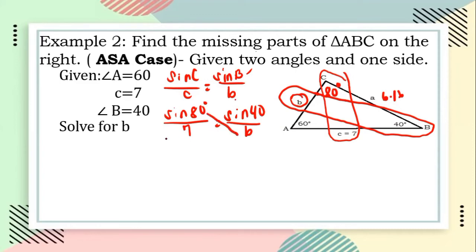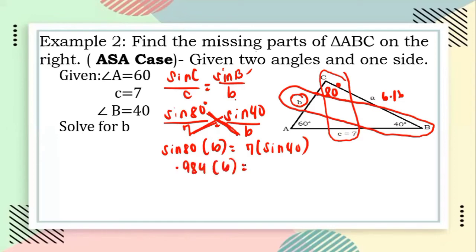Alright, let's cross multiply B into sine 80. So we have sine 80 times B equals 7 times sine 40. Just cross multiply 7 here and B here. After that, get the value of sine 80 using your scientific calculator. Sine 80 is equivalent to 0.984 multiplied by B. Next, get the value of sine 40.